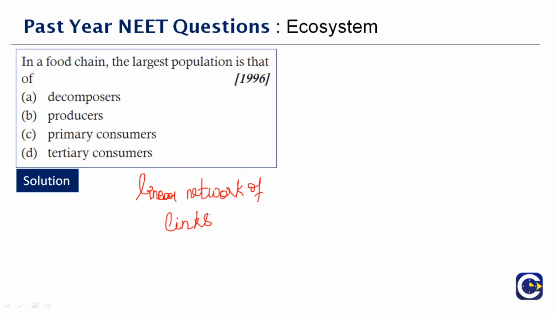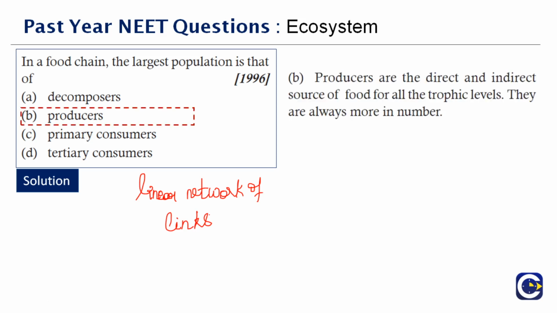So now you must have got the clue. In a food chain, the largest population should be the producer, right? Producers are the direct and indirect source of food for all trophic levels. They are always more in number. Therefore, the correct answer is option B.